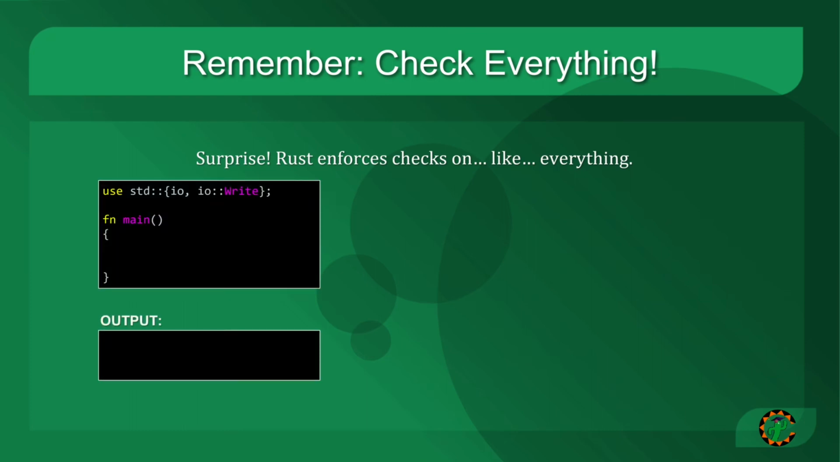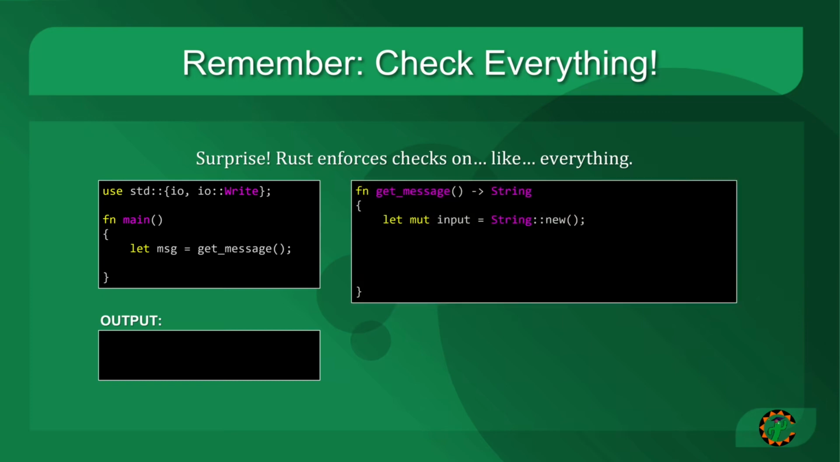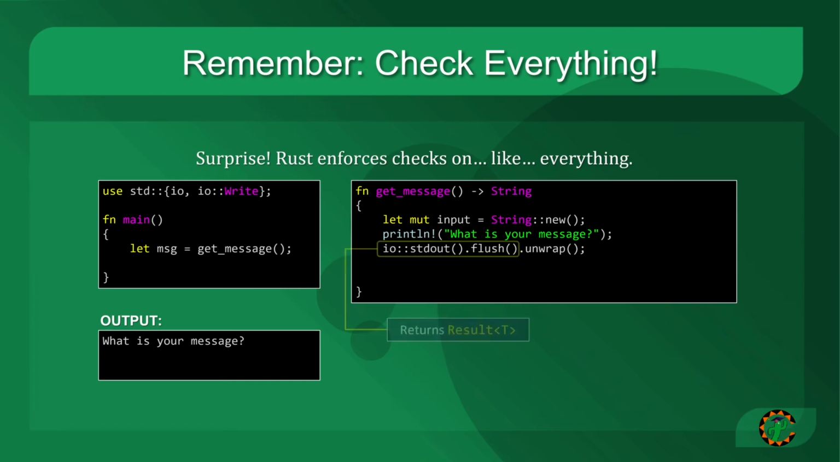Let's take a look at a similar but slightly modified example. Here we call getMessage and catch the value in the message identifier. The getMessage function will create the input variable and print a prompt at the screen. For good measure, we may want to flush the standard output to make sure everything is on screen and nothing is in the buffer. When we call the flush method, it returns a result value.